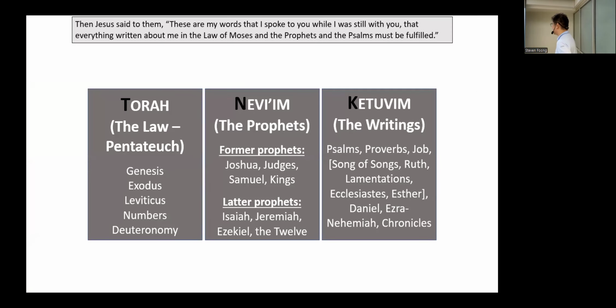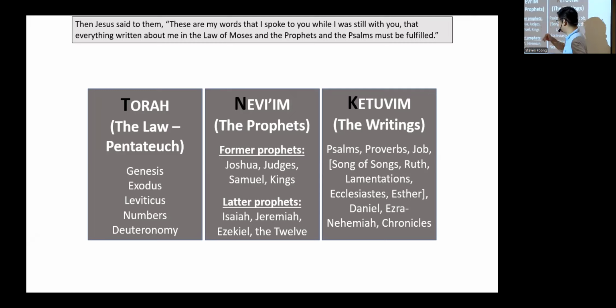So this would be the arrangement of the Hebrew Bible: the Torah, the law, the Pentateuch. There's the law of Moses, Genesis, Exodus, Leviticus, Numbers, Deuteronomy. In the middle section, we have the Nevi'im. The Nevi'im come from Navi. Navi means prophet, and the plural is Nevi'im. Anything with im is plural, like Elohim. So Navi becomes Nevi'im in the plural, the prophets.